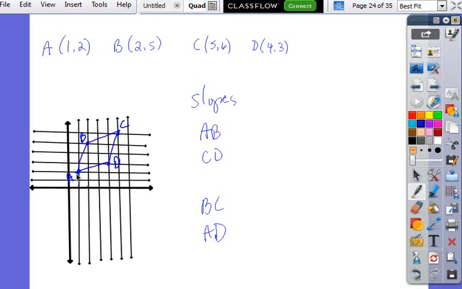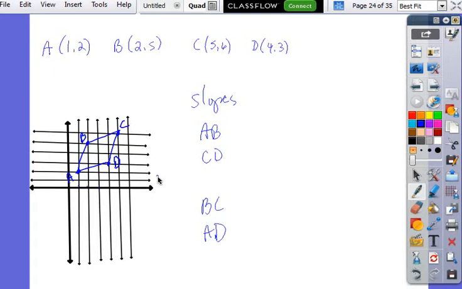Just looking at it, what does it look like, possibly? Oh, make a rhombus. Parallelogram, maybe a rhombus. Some people even said possibly a kite. All of those would be okay as your thought here until we do this part.